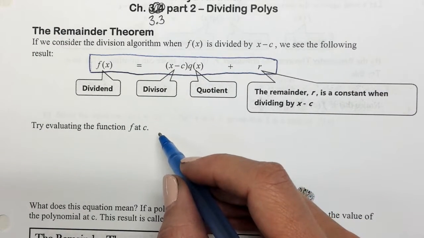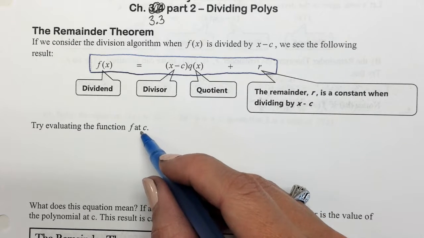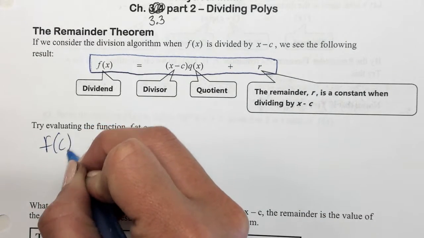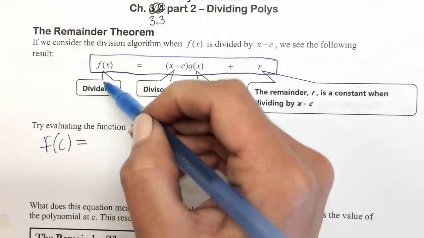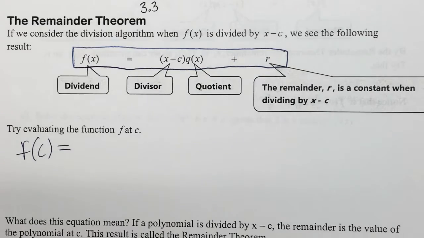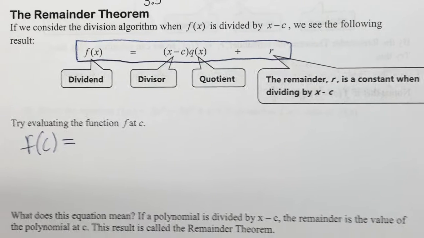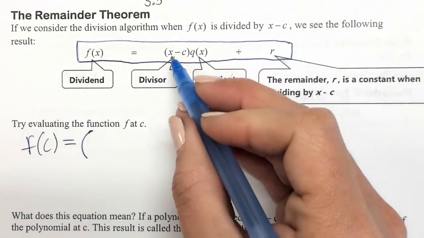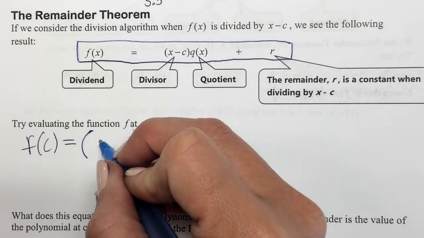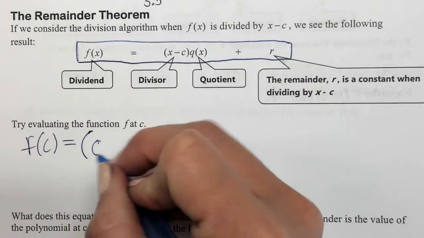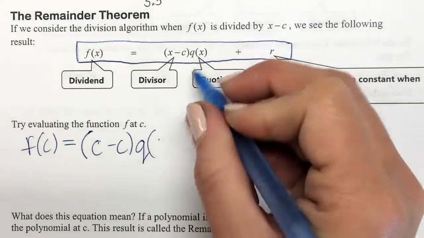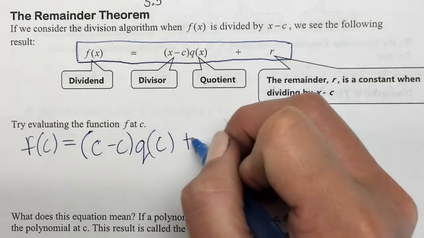What does that mean? Plug what in there? Yes. So rewrite f of x as f of c. That means I'm replacing x with c. So let's do that. Instead of x, I'll write c. Good. Leave everything else the same, except for this x, I'll have c. Good. Plus r.